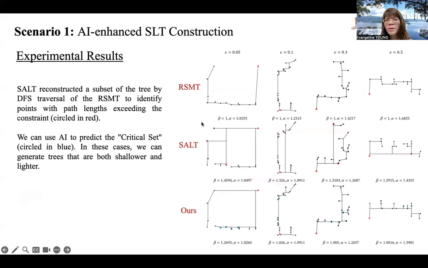And here are some of the outputs. So this is the RSMT, and this is the corresponding result produced by SORT without this AI model. And this is the one with the AI model. You can see for some of the cases, there is a pretty obvious, good improvement.